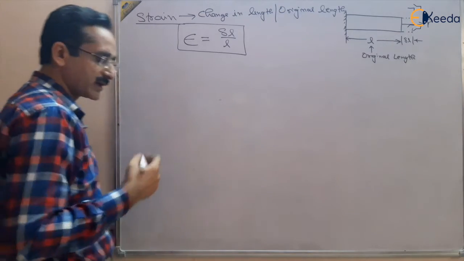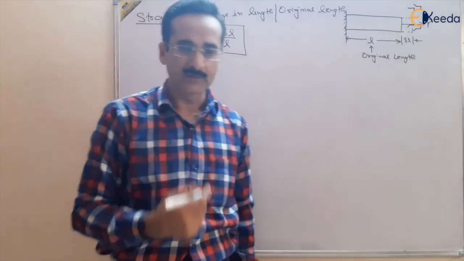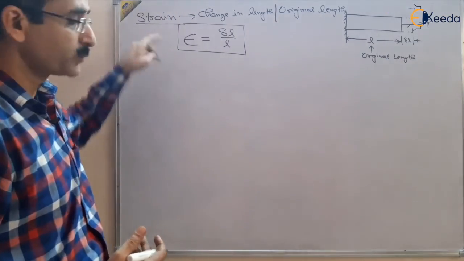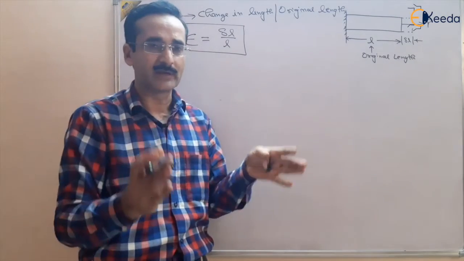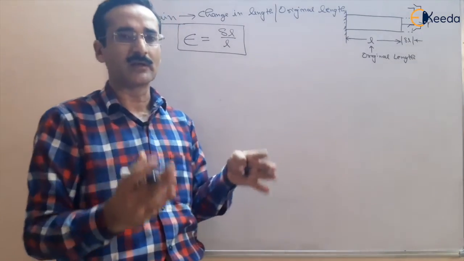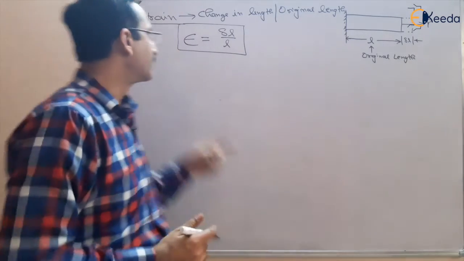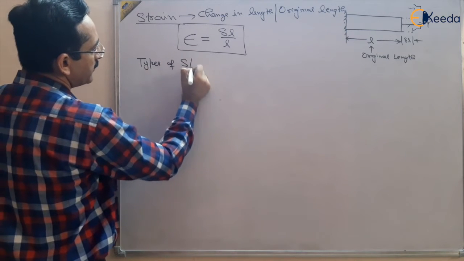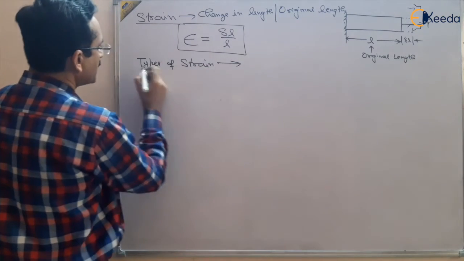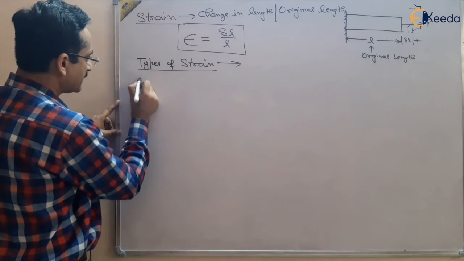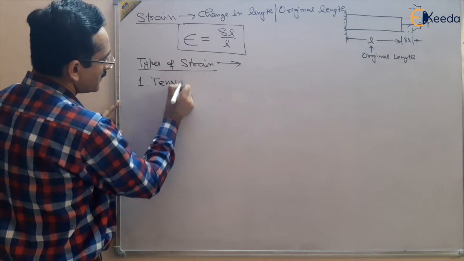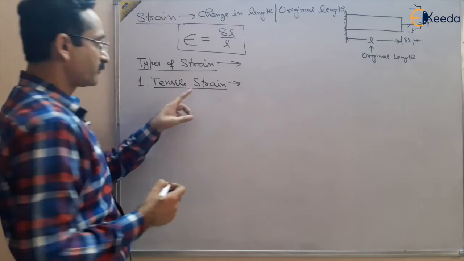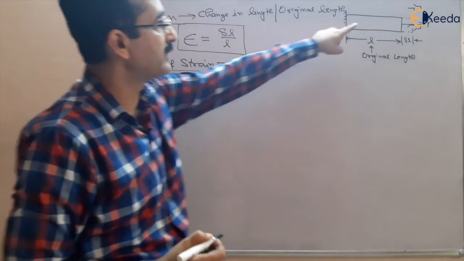And similar to stress, as we have discussed, the types of stresses, tensile, compressive and shear, corresponding to tensile stress there is tensile strain, corresponding to compressive stress there is compressive strain, and corresponding to shear stress there is shear strain. So we have types of strain. First is tensile strain, when the forces are acting in such a way that it tries to elongate the body.